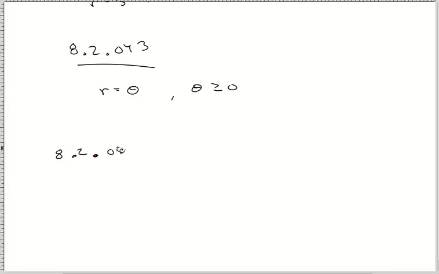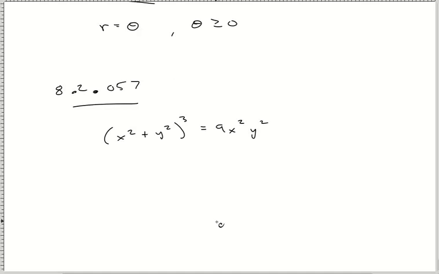0, 5, 7. So I got (x squared plus y squared) all cubed is equal to 9x squared y squared. And they want to basically be able to graph this thing using polar coordinates. So we're going to go to polar, r equals blah, blah, blah. That's going to be the goal, at least. How do I even start?